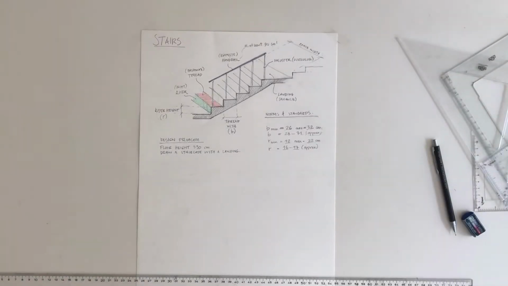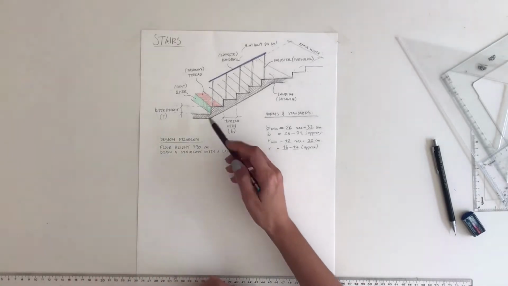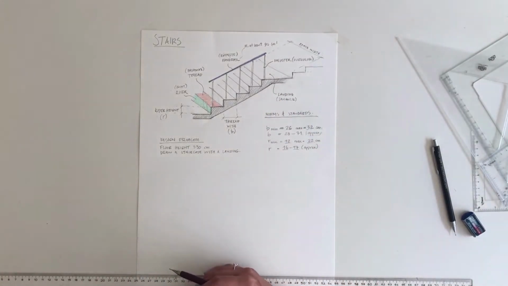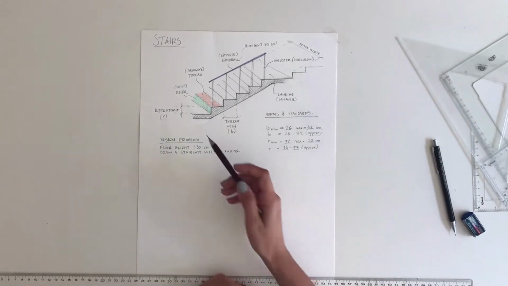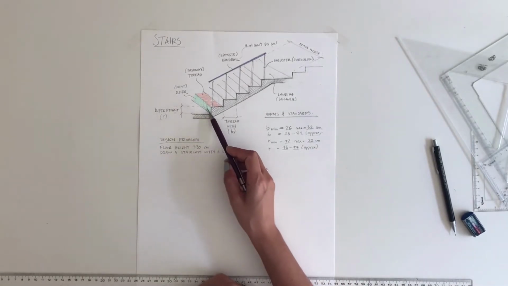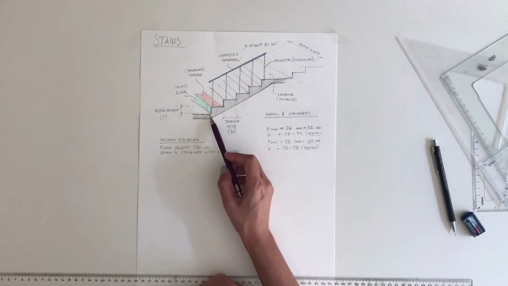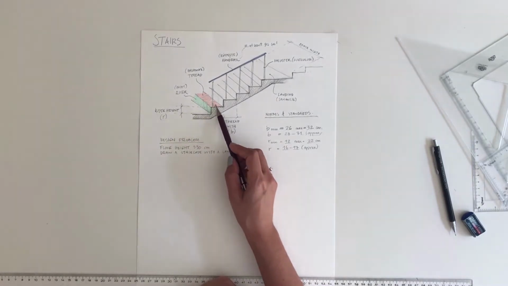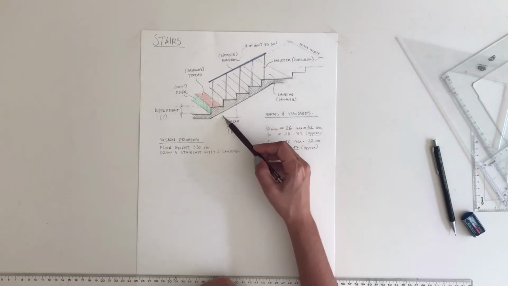Hi guys, in this video lesson I'm going to show you how to draw stairs. So I prepared a sketch of a basic staircase here to show you the basic elements of staircases. First we have the riser, here you see in green, and this is the riser height. And we have treads, you see here in red color, this is the tread width.